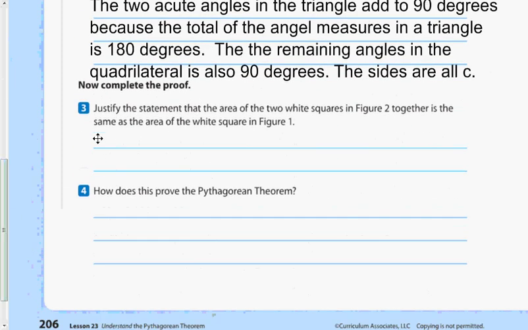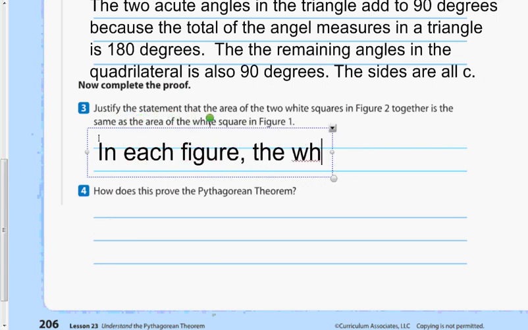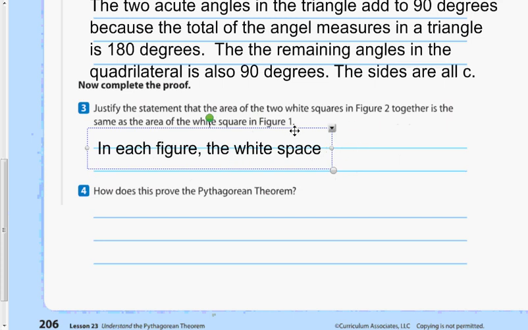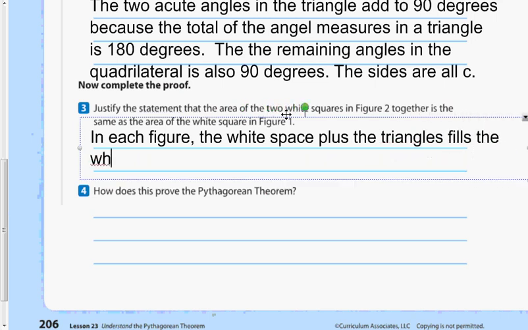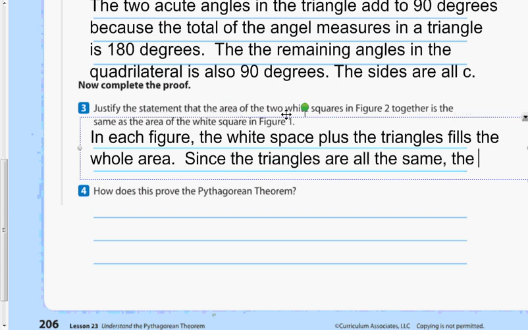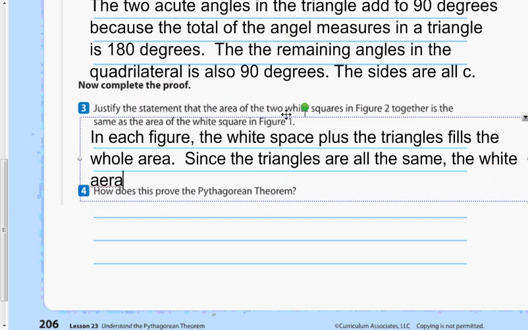So I'm going to type this out again. In each figure, the white space plus the triangles fills the whole area. Since the triangles are the same, the white areas also need to be equal.